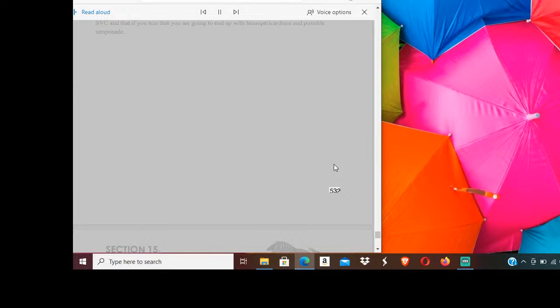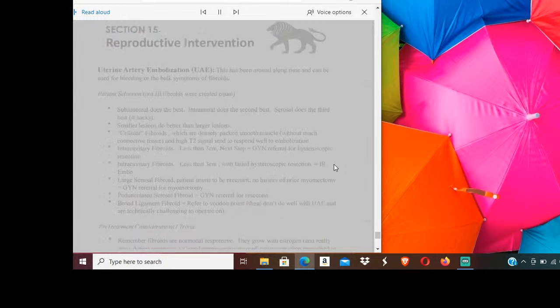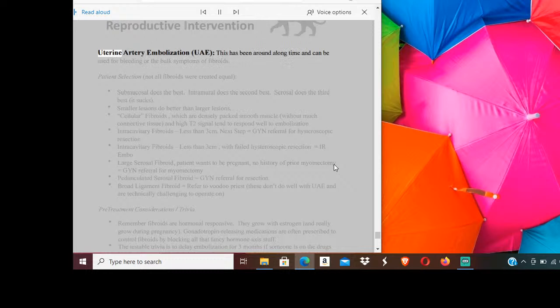532. Section 15. Reproductive intervention. Uterine artery embolization, UAE. This has been around a long time, and can be used for bleeding or the bulk symptoms of fibroids. Patient selection: not all fibroids were created equal. Submucosal does the best. Intramural does the second best. Serosal does the third best. It sucks. Smaller lesions do better than larger lesions.